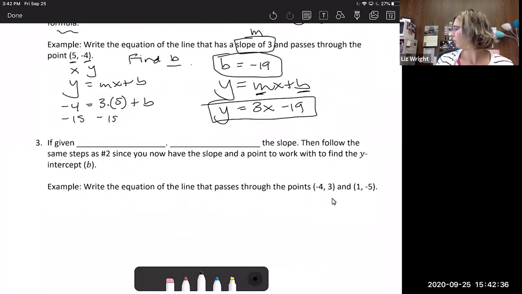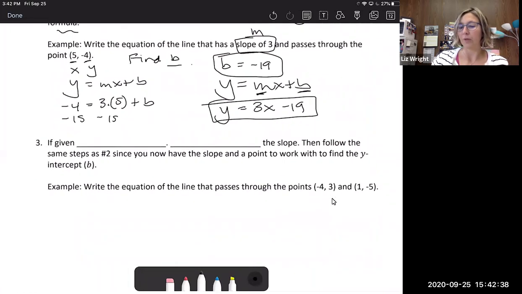All right, let's try another one. So this time we are going to be given 2 points. So if given 2 points that are on the graph of the line, right? It's not just like two arbitrary points. Those 2 points have to be on the graph of the line. We are first going to calculate the slope.